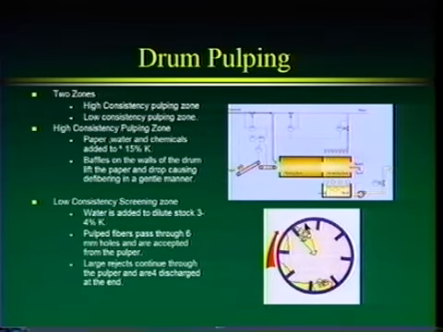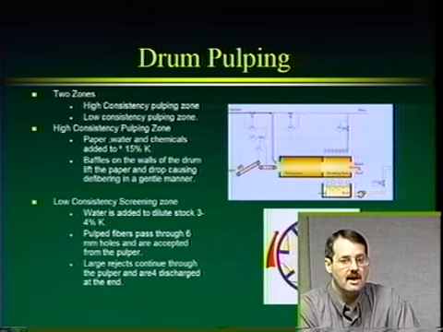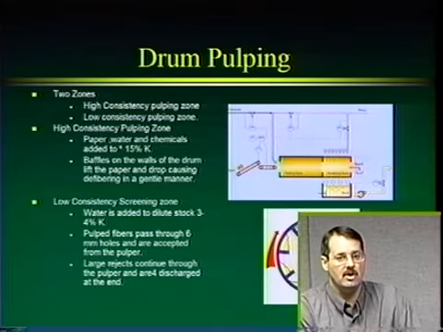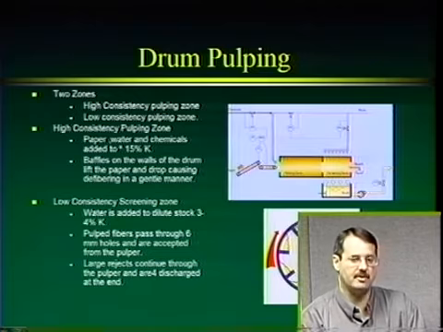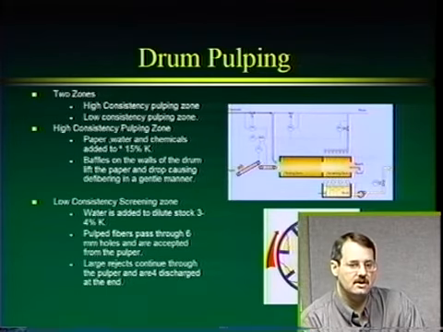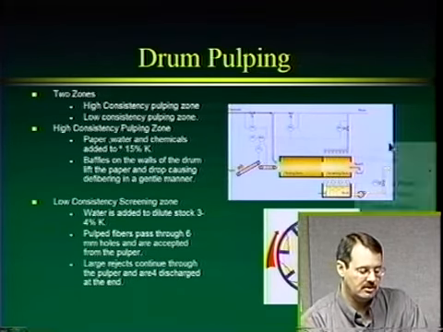It's actually so gentle that drum pulpers are mainly used for newsprint, which is easy to pulp. Remember that newsprint or mechanical pulps have low strength, and those low strength pulps can be broken up pretty easily. So we use drum pulping as a method to pulp up low strength types of paper. Now, okay, so we have two zones in this drum pulper.